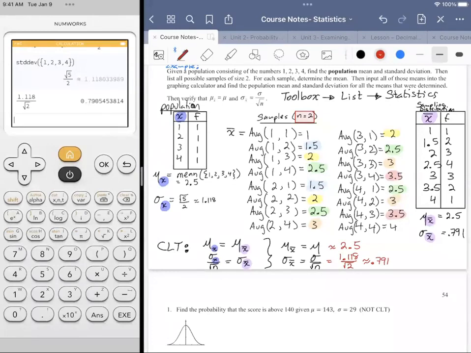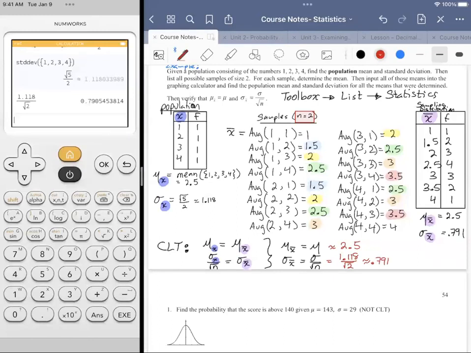But what if I wanted to know samples of size 3? I'd have to come up with every possible arrangement of those 4 numbers. So maybe it's all 1, 1, 1, 1, 1, 2, 1, 1, 3, 1, 1, 4, 1, 2, 1, 1, 2, 2, 1, 2, 3, 1, 2, 4, 1, 3, 1, 1, 3, 2, 1, 3, 3, 1, 3, 4. And then we'd move on to the 2s and then on to the 3s. Eventually you notice the pattern, you kind of get to the shortcut, but it would take a little while.